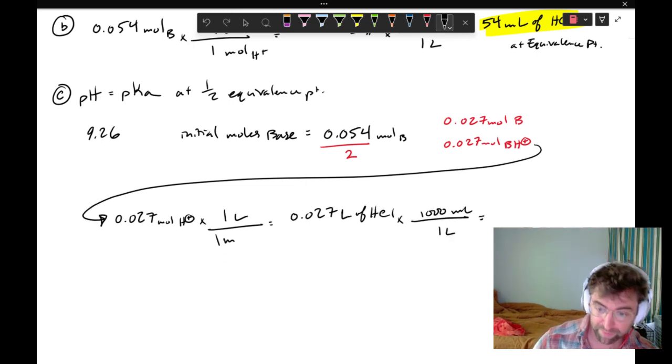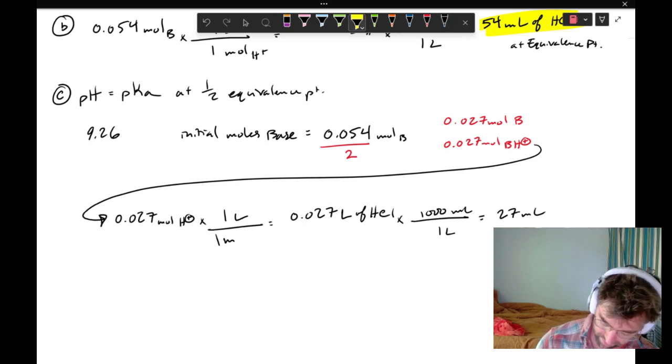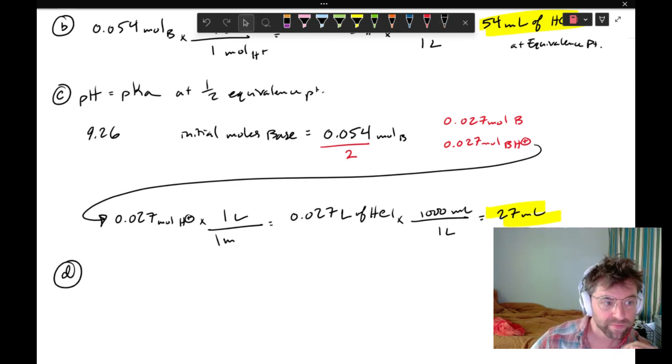Times 1,000 for milliliters gives us 27 mLs of HCl.